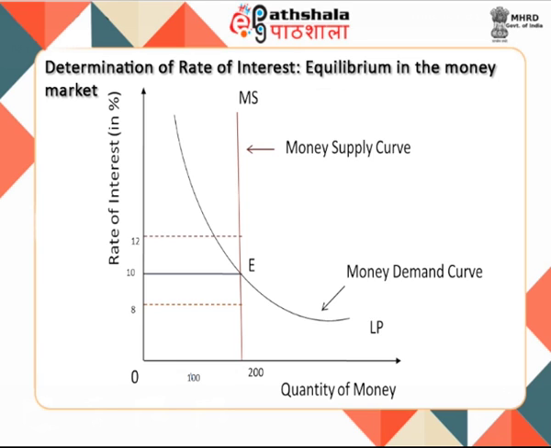It will be seen that the quantity demanded of money equals the given money supply at 10% rate of interest. So the money market is in equilibrium at 10% rate of interest. There will be disequilibrium if the rate of interest is higher or lower than 10%.